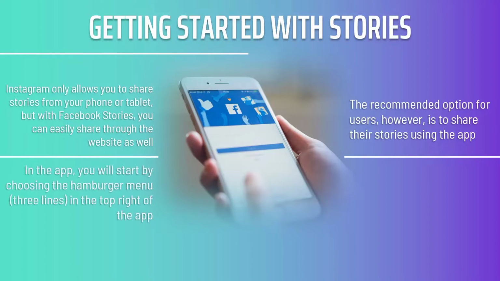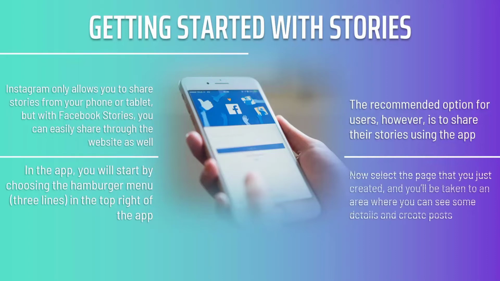In the app, you will start by choosing the hamburger menu, three lines, in the top right of the app. Keep in mind that these instructions may change as the app is updated. Now select the page that you just created, and you'll be taken to an area where you can see some details and create posts. In order to share a story, however, you will need to view the page itself as a visitor might see it. Click the icon along the top called Page and then tap on your profile image. You'll see the option appear to Create Story.